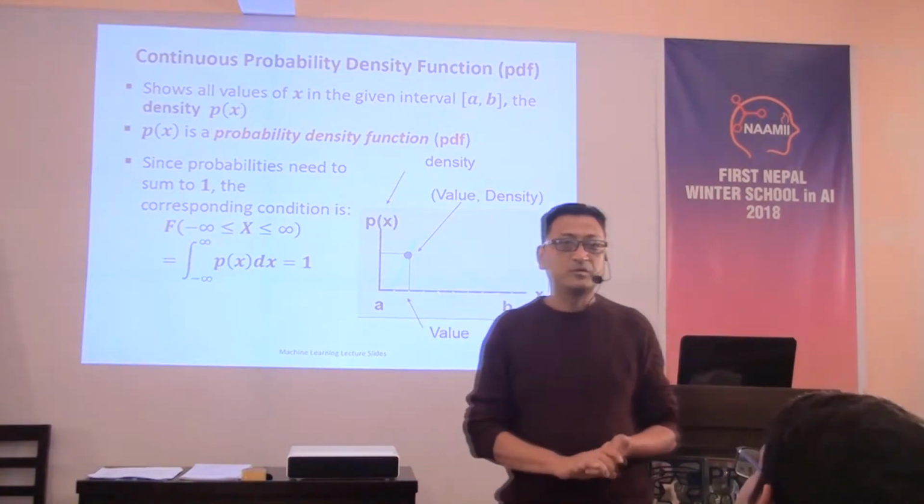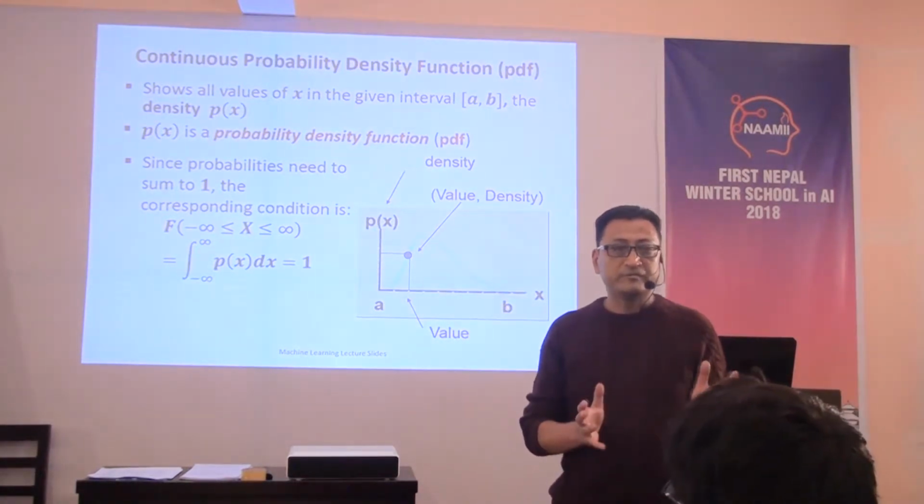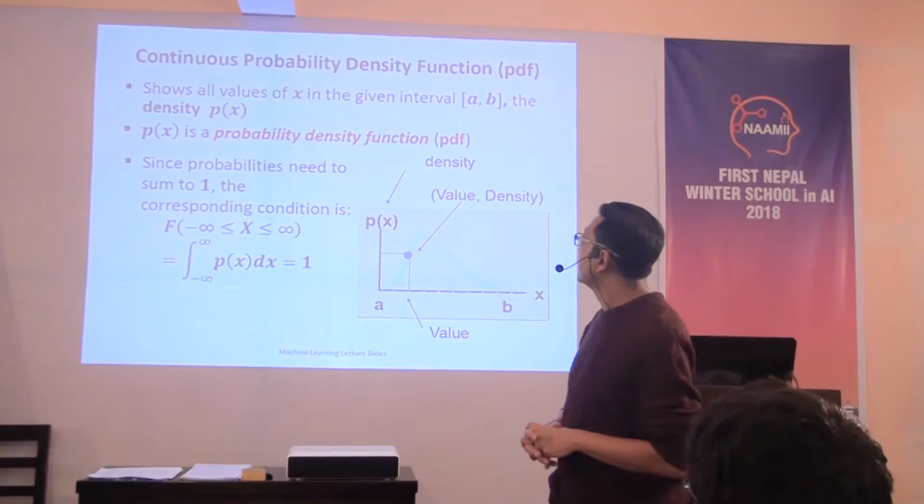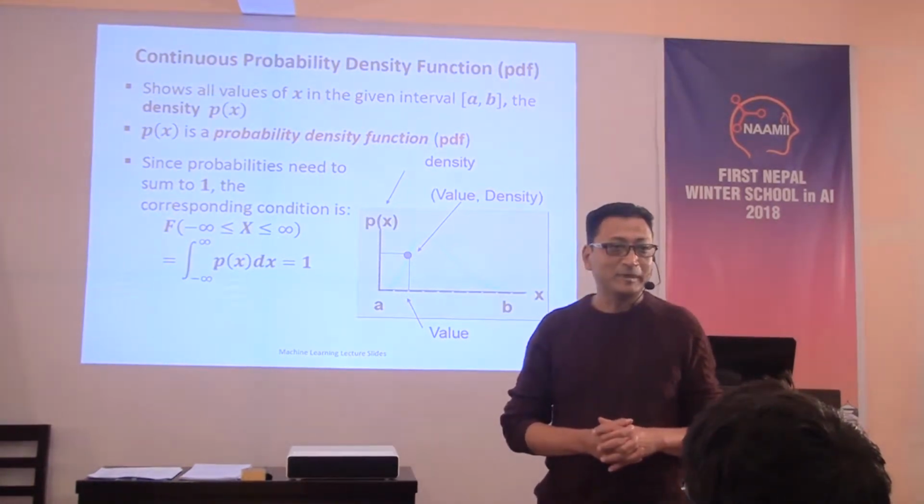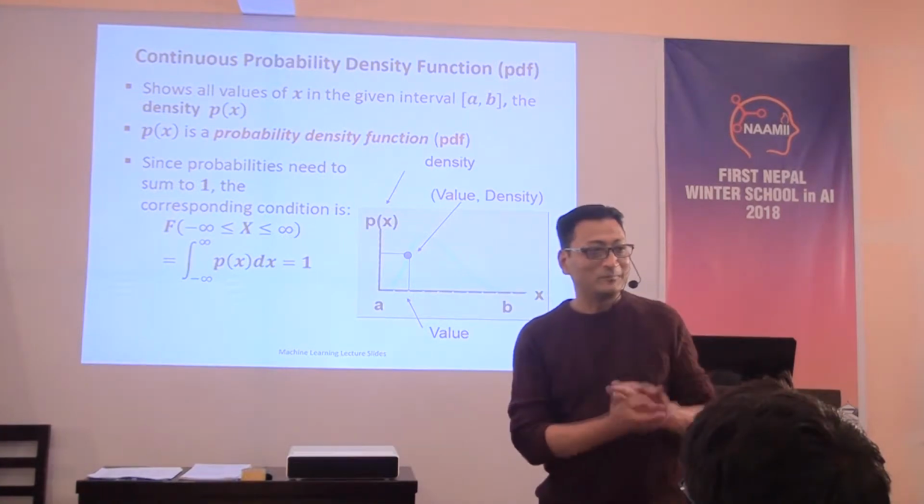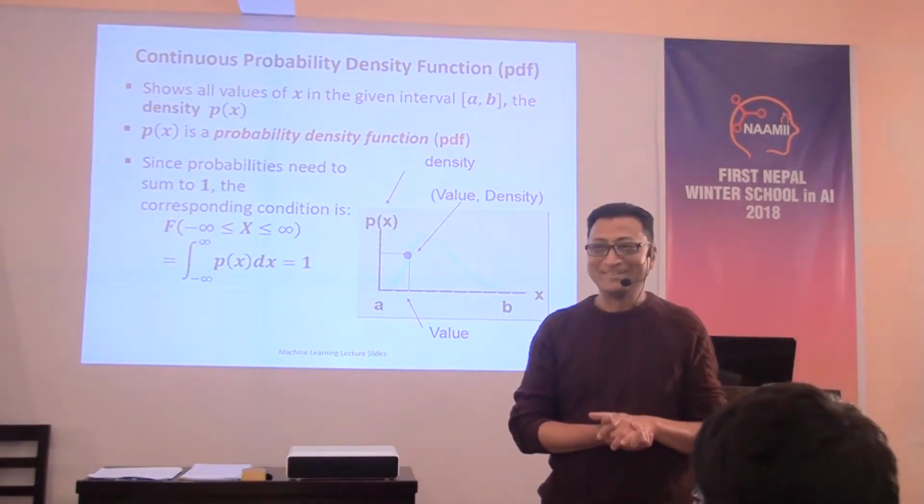When we talk about continuous probability distributions, we have two different concepts. The thing we want to talk about is the probability density function, or the PDF. Not the PDF of your document.